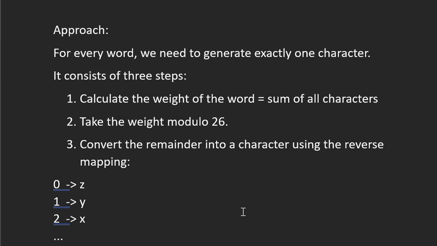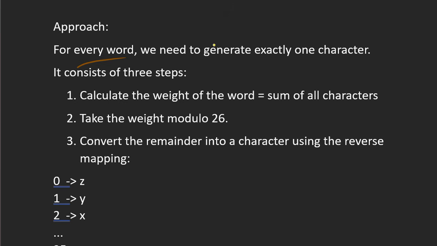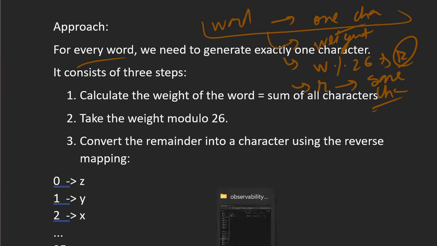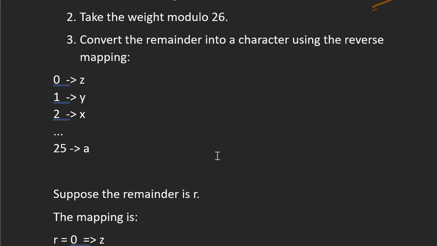Let's move to the approach part. For every word we need to generate one character. In this process we have three things. First, we calculate the total weight of that word. Then we compute weight modulo 26, let's say it is the remainder. Then using this remainder we map it to some character using reverse mapping. That is, we map 0 to z, 1 to y, in the reverse order.